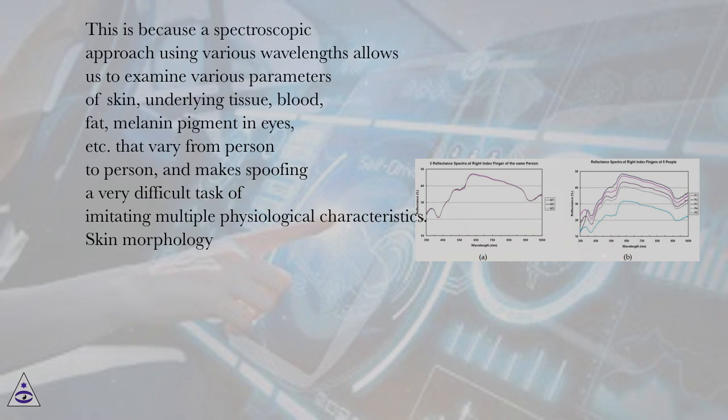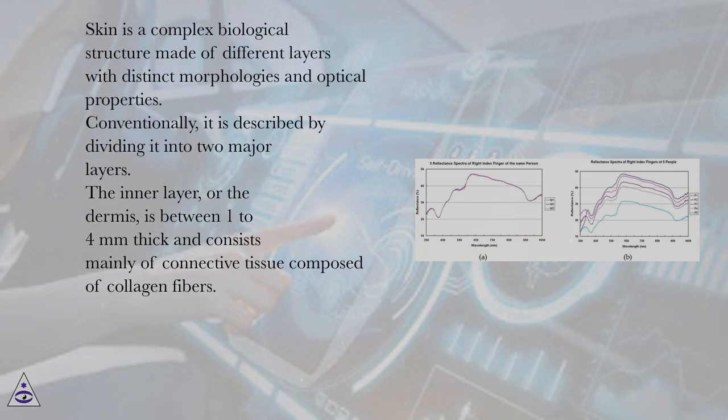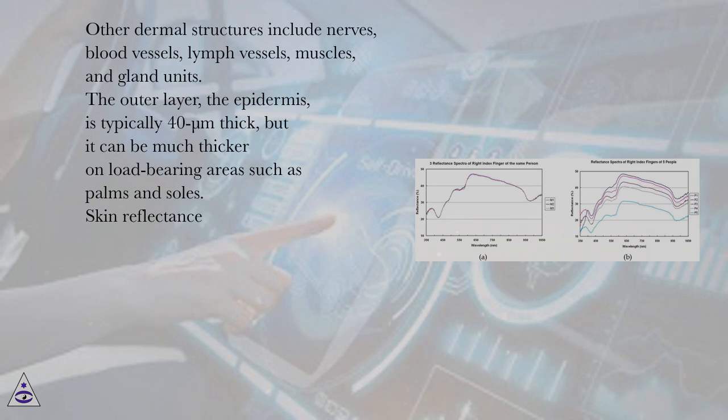Skin morphology. Skin is a complex biological structure made of different layers with distinct morphologies and optical properties. Conventionally, it is described by dividing it into two major layers. The inner layer, or the dermis, is between 1 to 4 mm thick and consists mainly of connective tissue composed of collagen fibers. Other dermal structures include nerves, blood vessels, lymph vessels, muscles, and gland units.